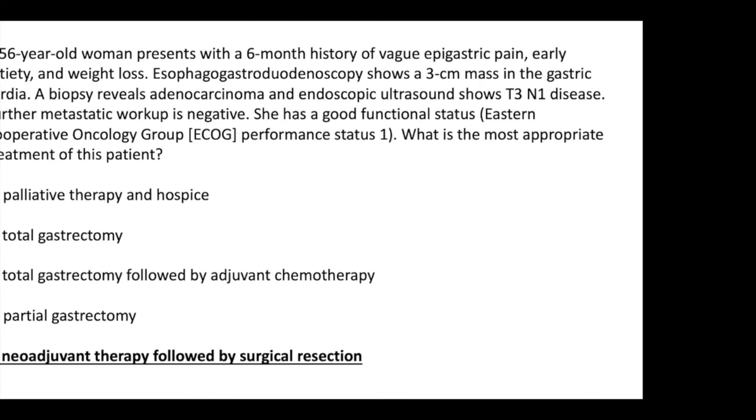So summary: T1, T2, you can do upfront surgery. T3 or higher or nodal disease, neoadjuvant. Everybody gets preoperative imaging to rule out metastatic disease, and everybody gets a diagnostic laparoscopy to rule out metastatic disease as well.